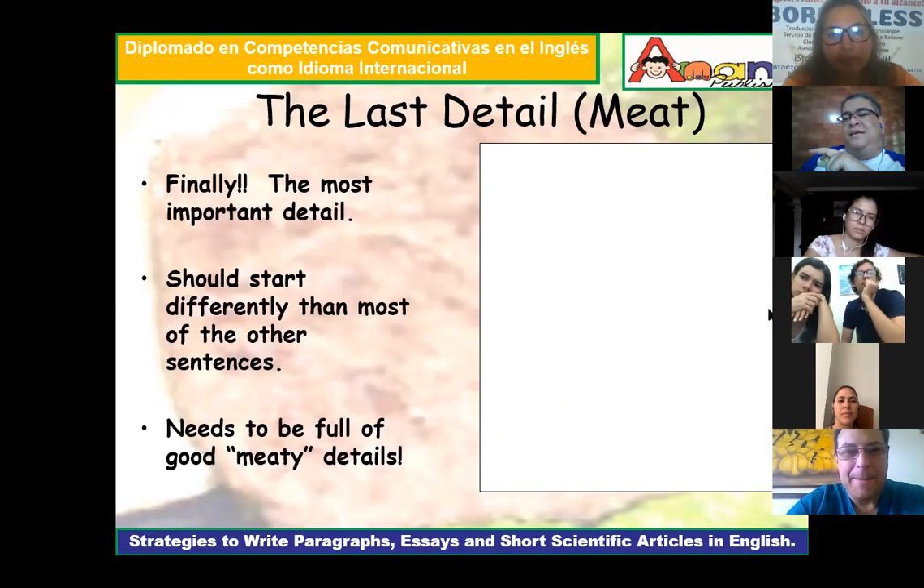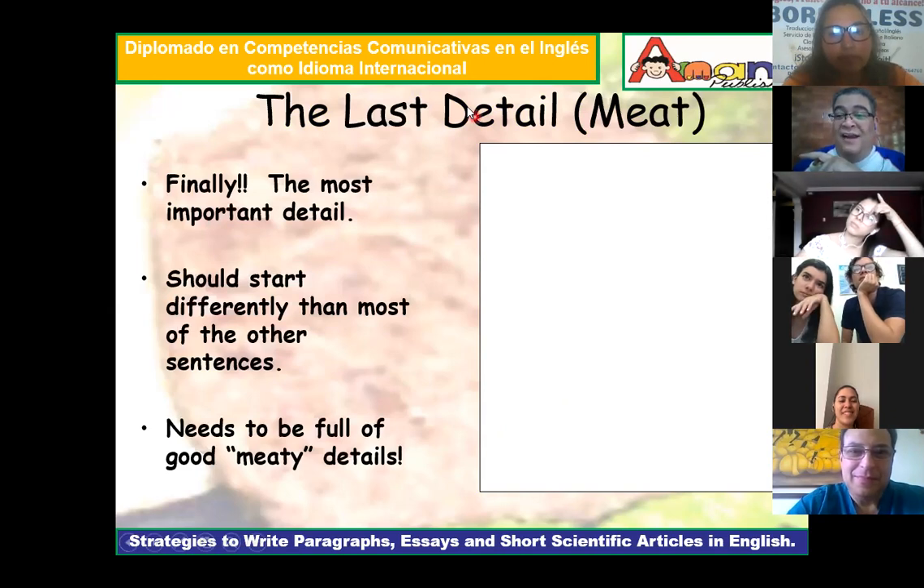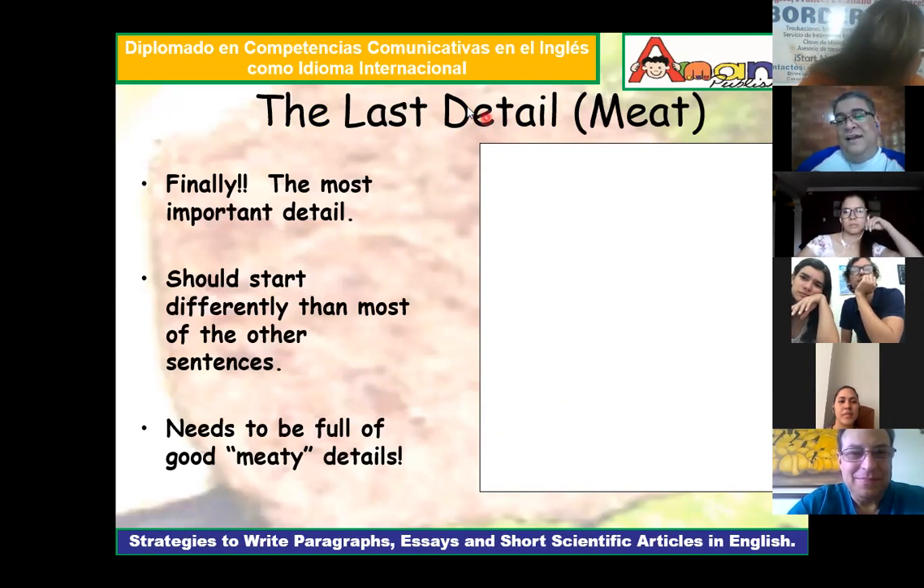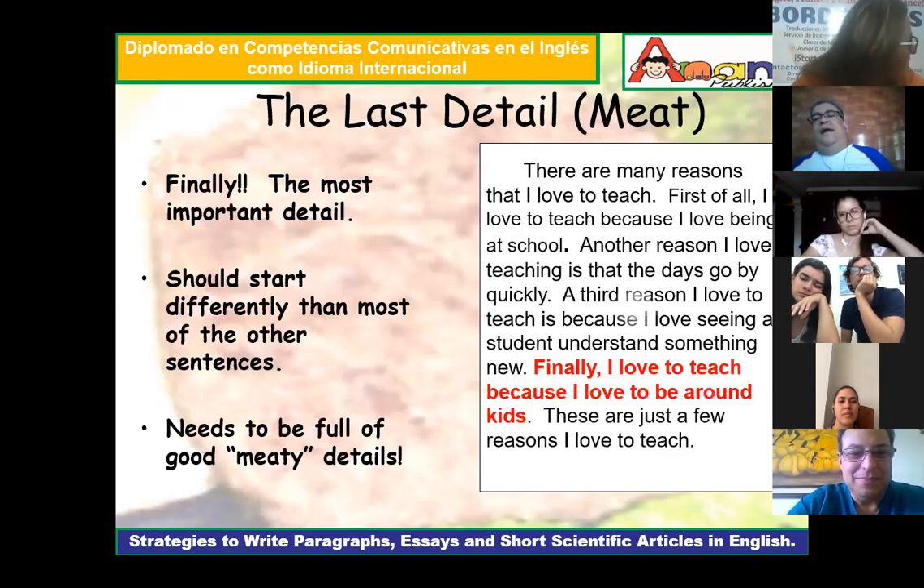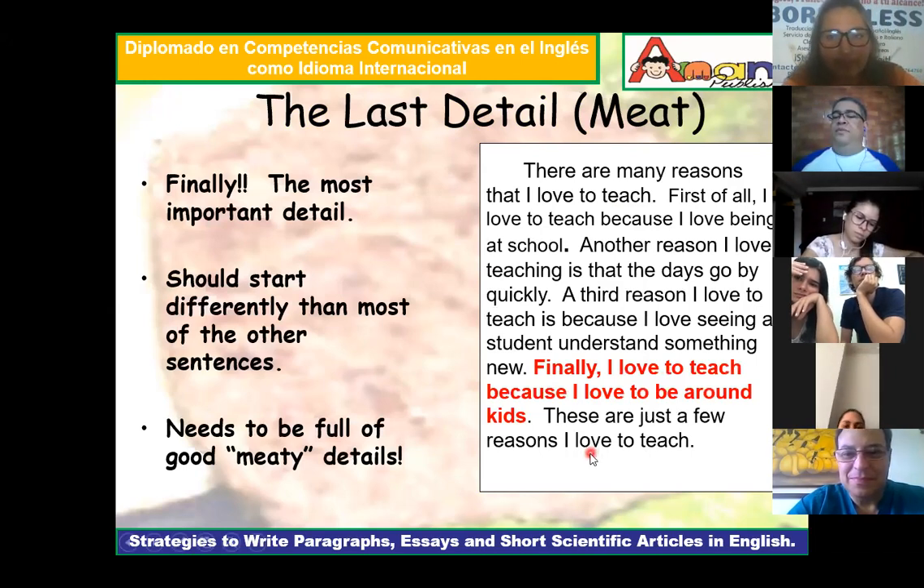¿Qué será meaty entonces? Carnoso. ¿Sí? Carnosito, carnudita. También puede ser. You understand? Eso sería meaty details. Like, for example, what is a meaty detail in this paragraph? Well, finally, I love to teach because I love to be around kids. You understand? Entonces, yo quiero que observen, aquí nombra kids.